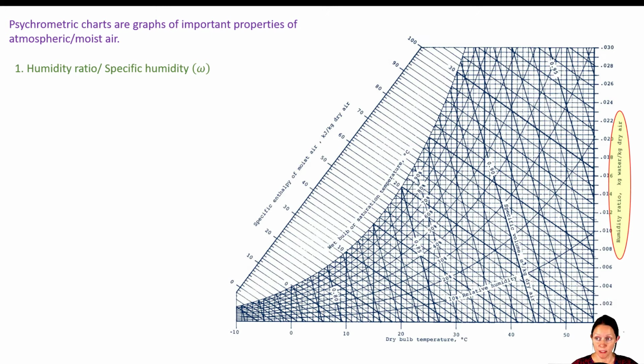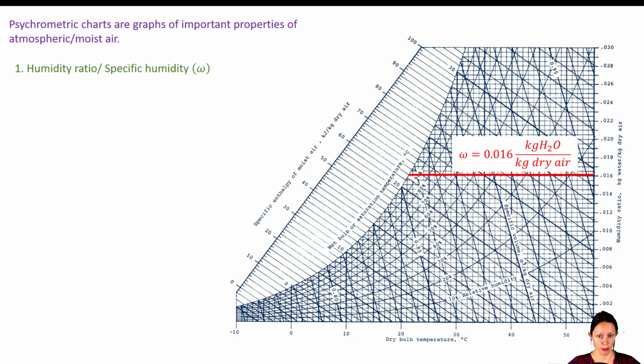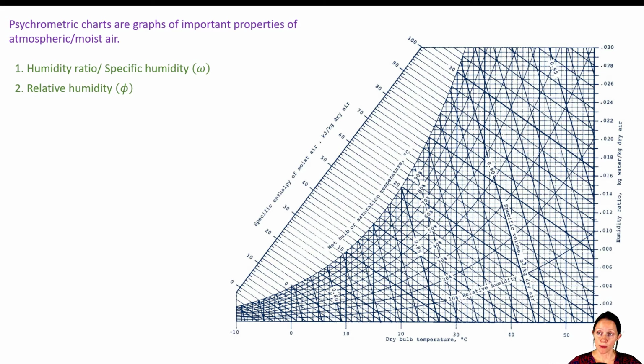We can get the specific humidity, or the humidity ratio, and that's on the y-axis there. If I'm anywhere along that red line right there, it looks like I would have a specific humidity of 0.016 kilograms of water per kilogram of dry air. I can also get the relative humidity. These are those curved lines. At the very bottom, you've got a relative humidity of 10%. The red line is at a relative humidity of 20%. And then you've got 30, 40, 50, 60, 70, 80, 90. And the top curve is the one that corresponds to a relative humidity of 100%.